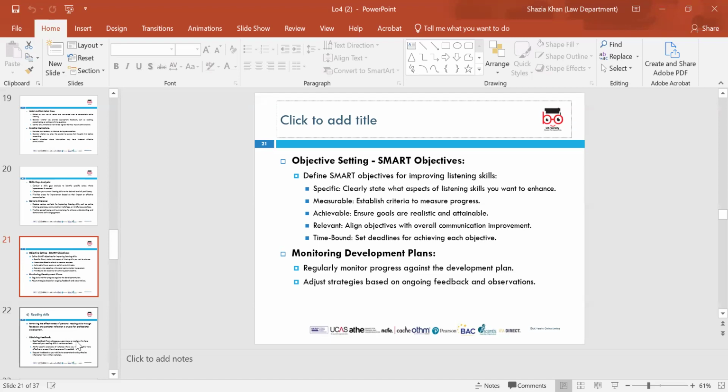And relevant, align objectives with an overall communication improvement. Time-bound, set deadlines for achieving each objective. The monitoring development plan: regularly monitor progress against the development plan, and adjust strategies based on ongoing feedback and observations.